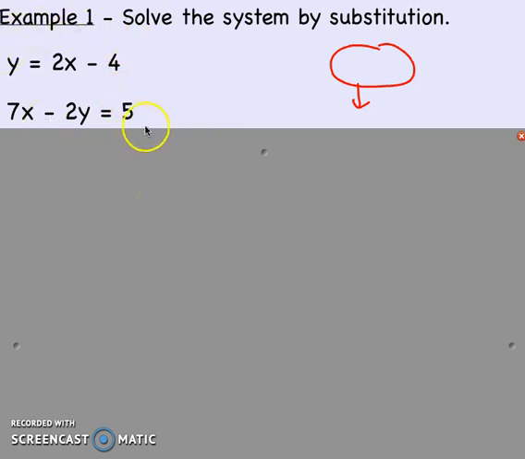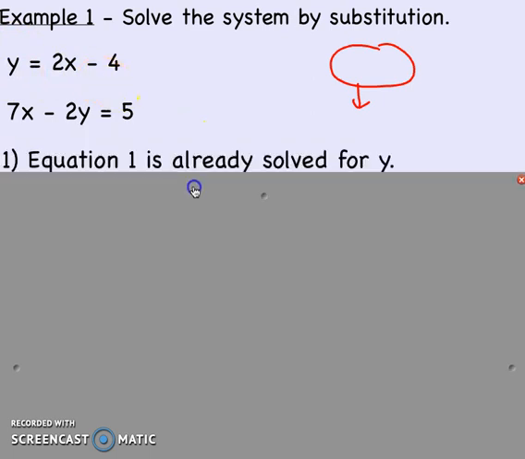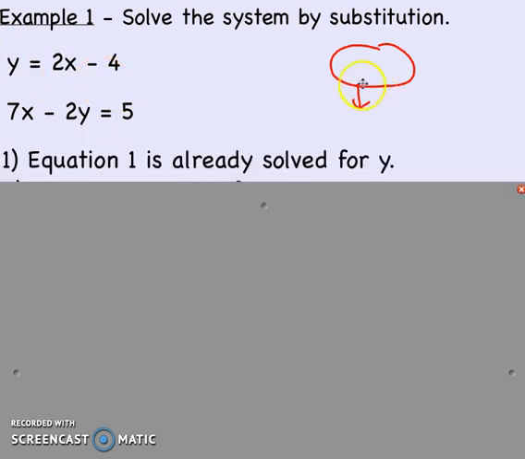So our system is y equals 2x minus 4 and 7x minus 2y equals 5. In this system, we already have an equation solved for one of the variables. This would be a great system to use the substitution method for because you already have a variable by itself. So here we have the y by itself. We know that y is equal to 2x minus 4. What we're then going to do is take this 2x minus 4 expression and substitute it into y in the second equation.